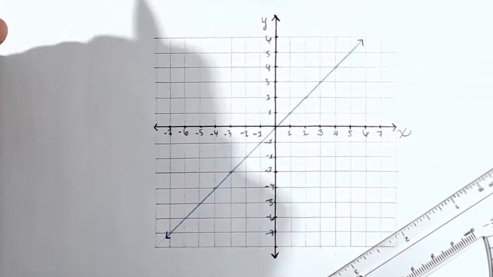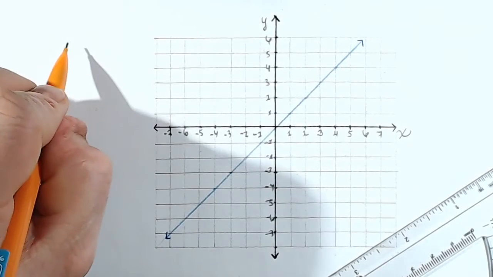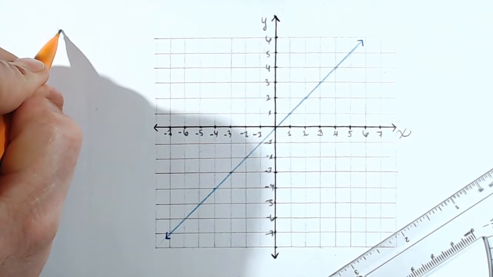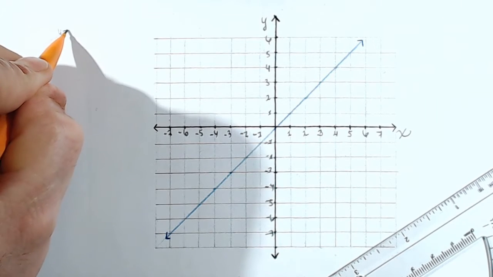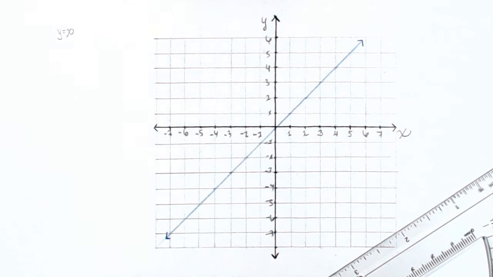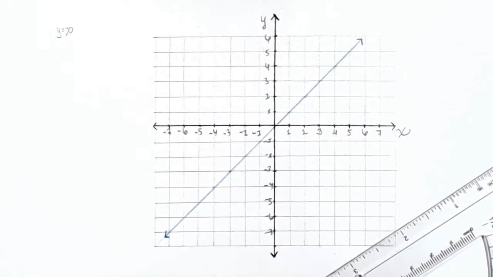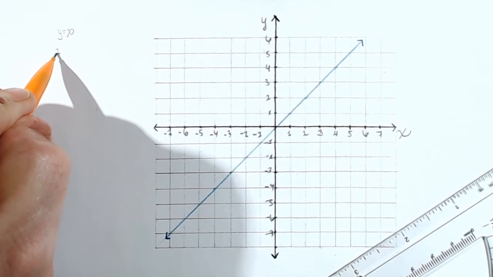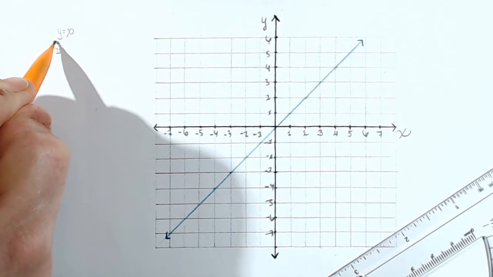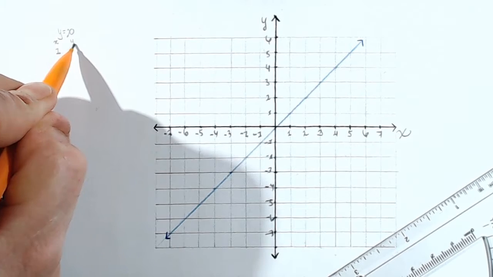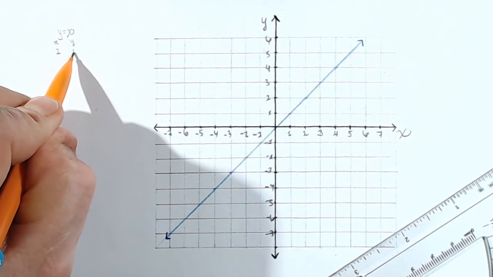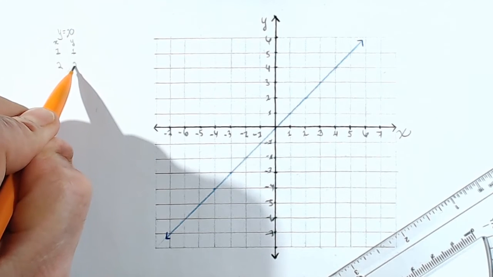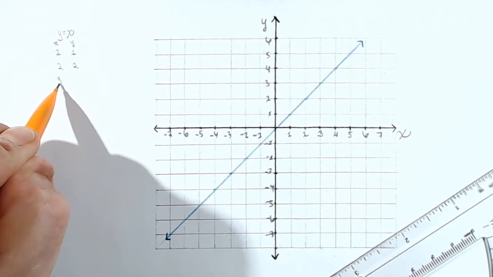So now I want to make a table here. So this is for y equals x. I want to make a table of my x and y values, okay? So these are the x values, and here are the y values. When x is 1, y is 1. When x is 2, y is 2. When x is 3, y is 3.